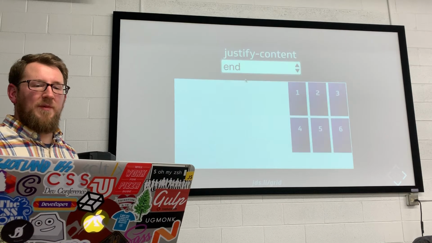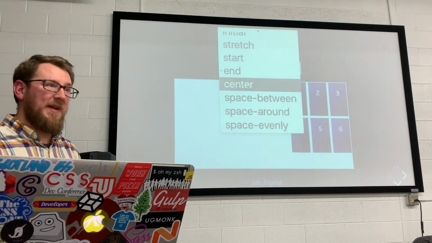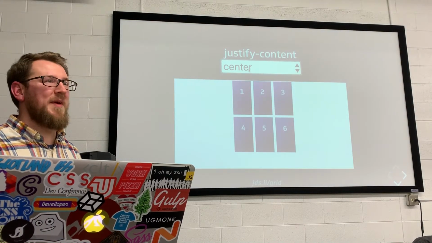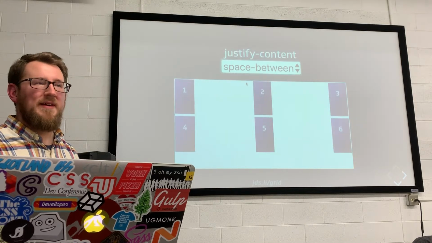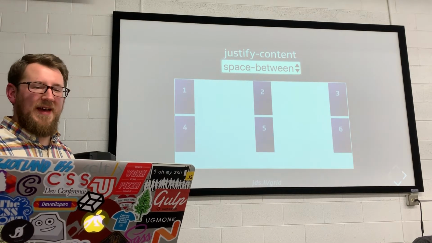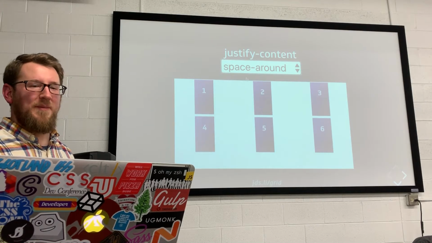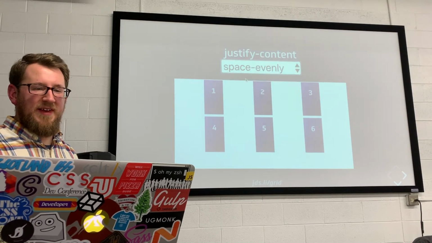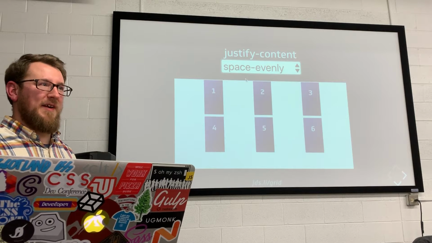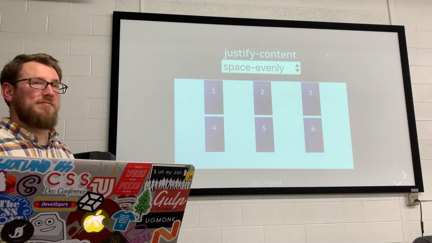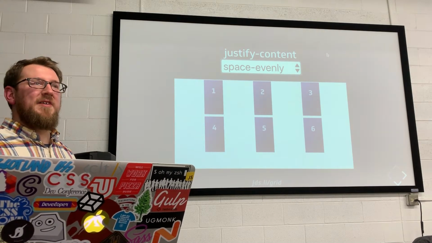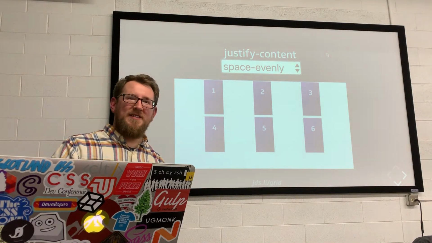End, we'll slide them all to the right. Center will, as described, center them right in the middle. Space between moves our farthest ones right to the edge. Space around does a half a gap on the left and the right edge and full gaps in the middle. And space evenly does full gaps right, left, middle, everywhere. That's how you tell your grid where its tracks need to go.